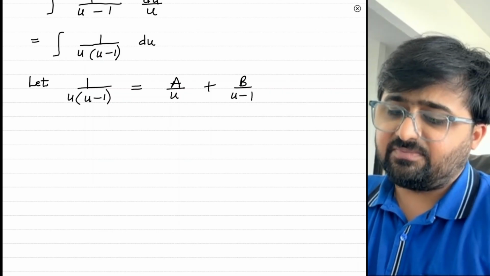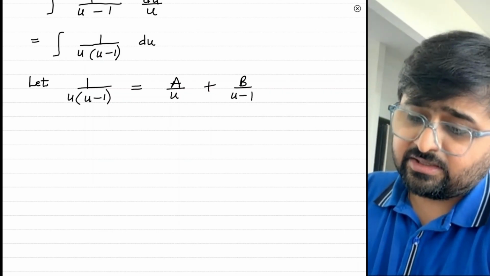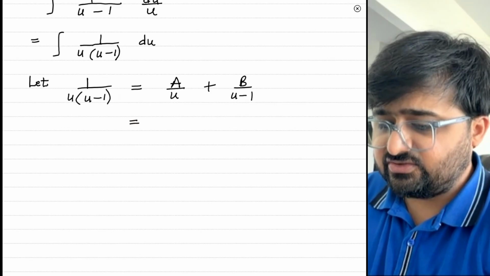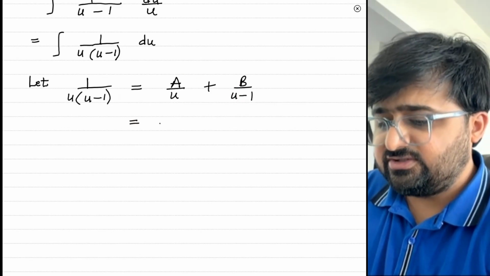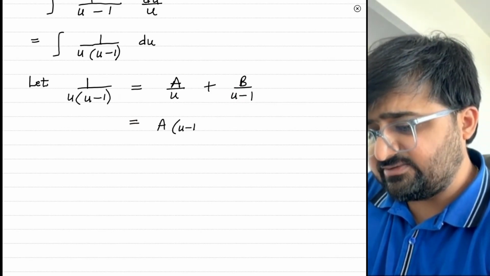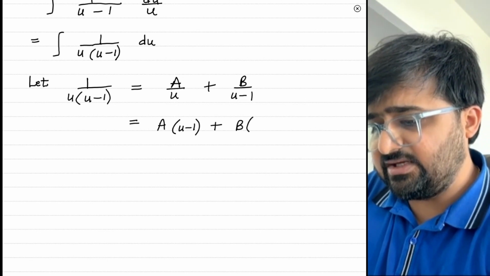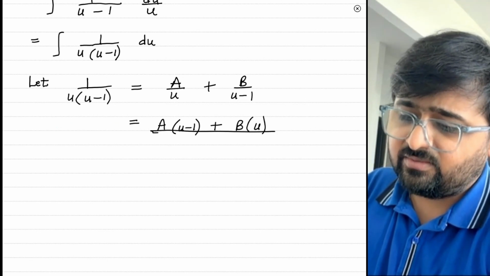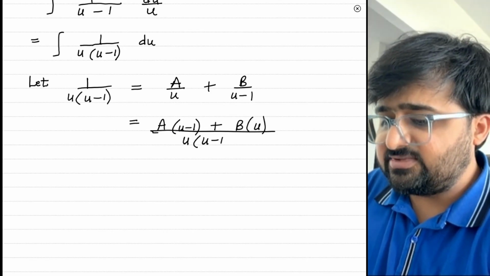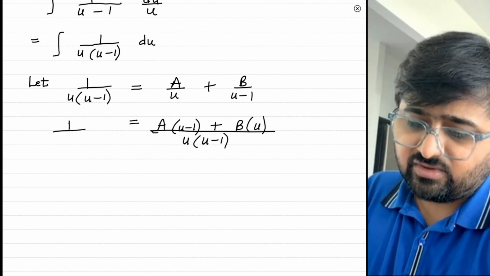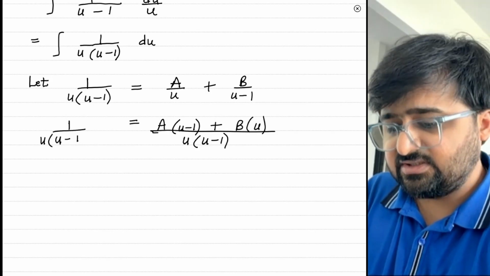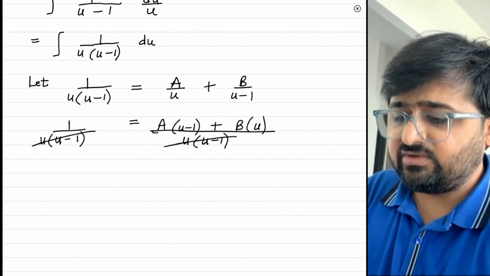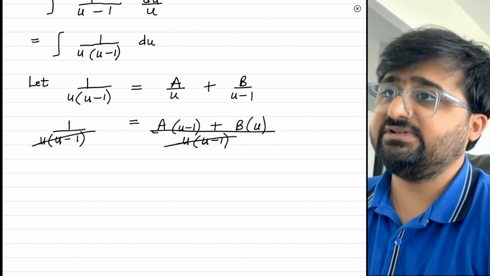Okay, so we can do the partial fractions here. Now let's simplify this. So just cross multiply over here. So we have a into u minus 1 plus b into u. On this side we have the denominator u times u minus 1, and over here I have 1 over u times u minus 1. This u times u minus 1 and u times u minus 1 will get cancelled.